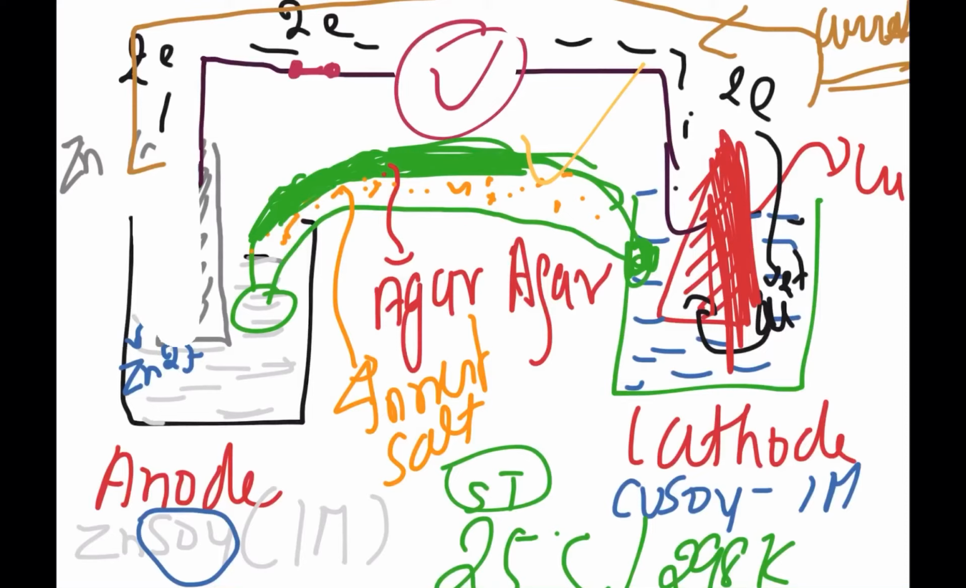Now in my next video, I will be discussing the reactions and representation of a galvanic cell in terms of chemical symbols. So till here we have just discussed the working. The reactions are upcoming in the next video.